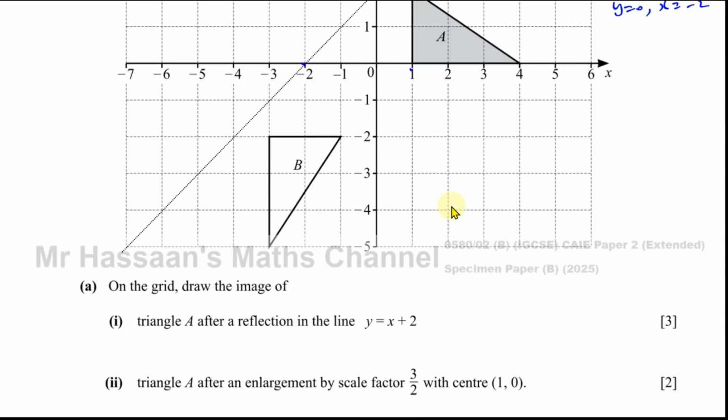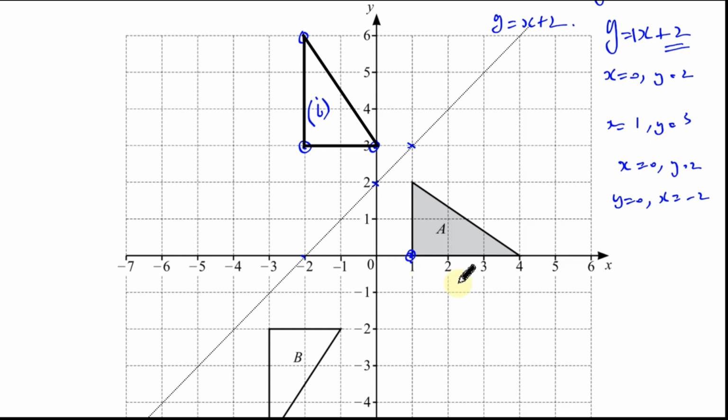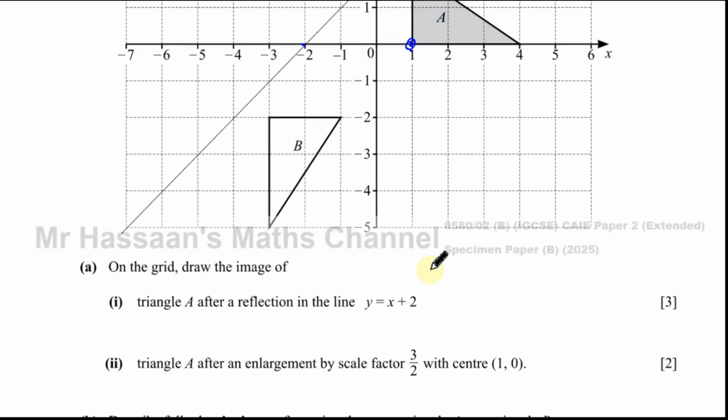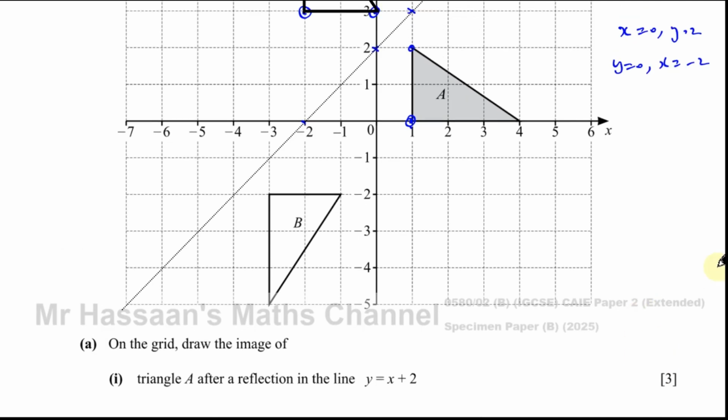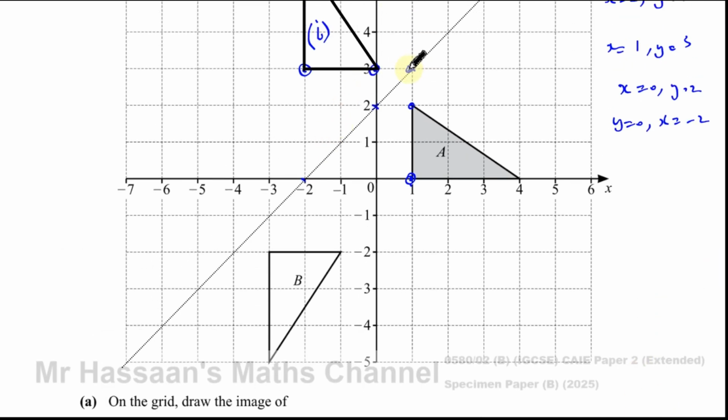For the second transformation, we've got to draw the image of triangle A after an enlargement by scale factor 3/2 with center 1, 0. So this is the center of enlargement, 1, 0. This point will stay where it is because it's on the center of enlargement, so it won't change. As for this point, the distance from the center of enlargement is 2. If you multiply that by 3/2, it's now going to be 3, so it's going to end up over here. So you've got this point and this point. And here, this is 4.